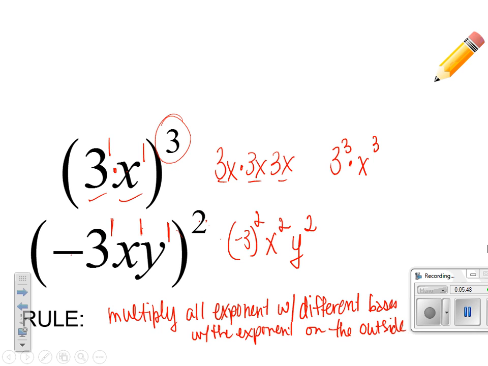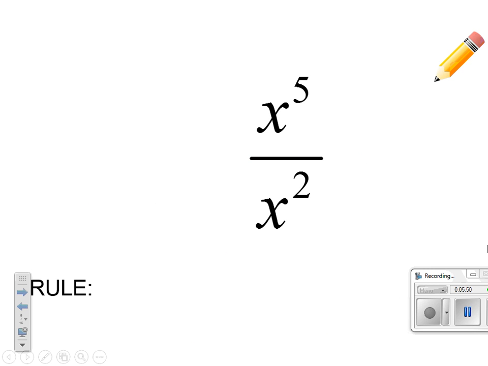Okay, we're going to go on to the next one. I've got 5 x's on top, 2 x's on bottom.